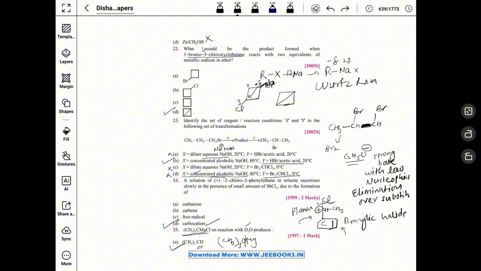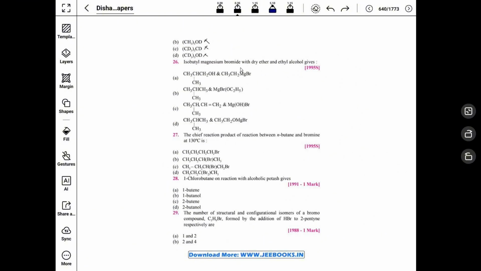Okay, now let's move forward. Reaction number 26. Isobutyl magnesium bromide.